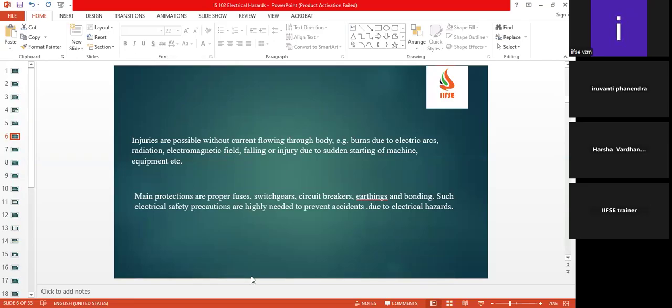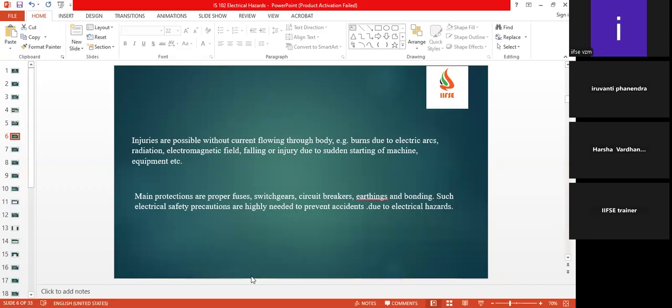So basically, the injuries are possible without current flowing through the body. Example, burns due to the electric arc, and also radiation and even electromagnetic field, or falling or injury due to sudden starting of machines or equipment. This is how the injuries happen, even though current is not flowing through the body.